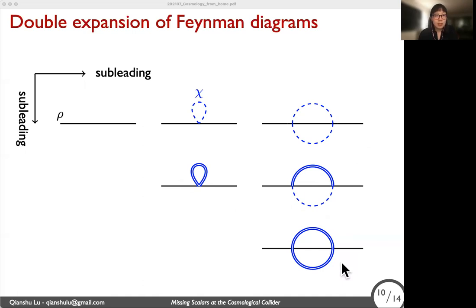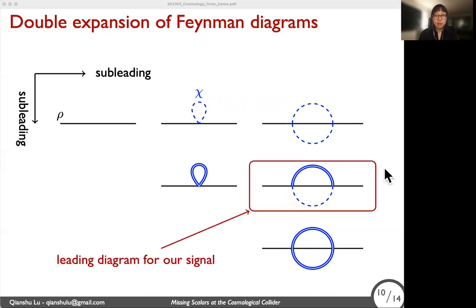Now, as I have explained earlier, the signal we are looking for is only going to come from the sunset type diagrams. Now, this diagram, even though it looks like a sunset diagram, the zero mode propagator of chi is actually space independent. It's a constant. So this diagram is not going to give us the space dependent signal that we're looking for. So really, the leading order diagram for our signal is going to be this half sunset diagram.